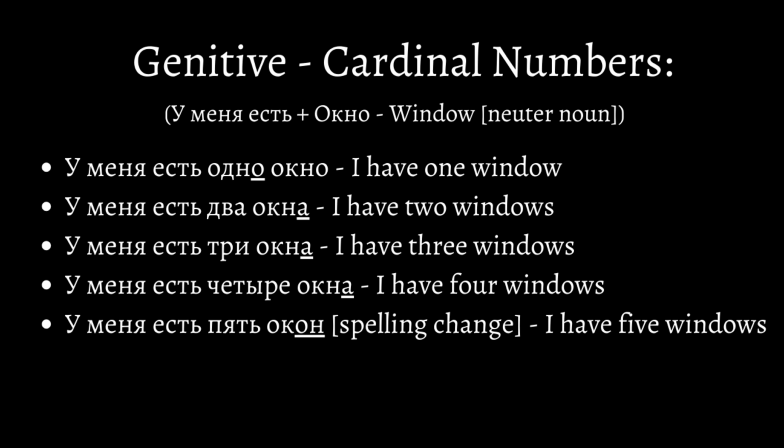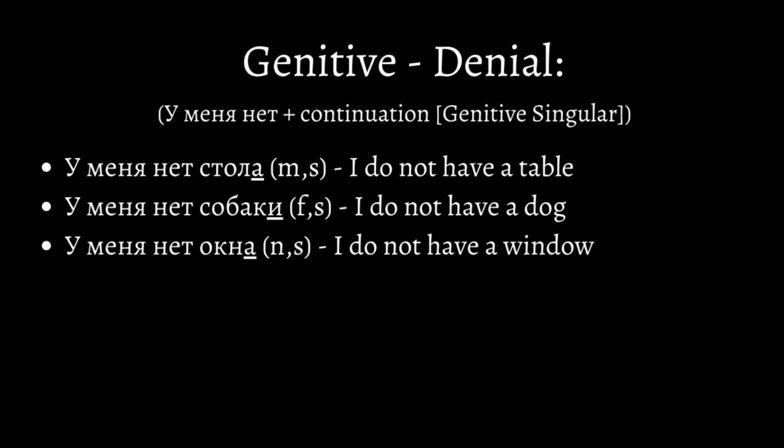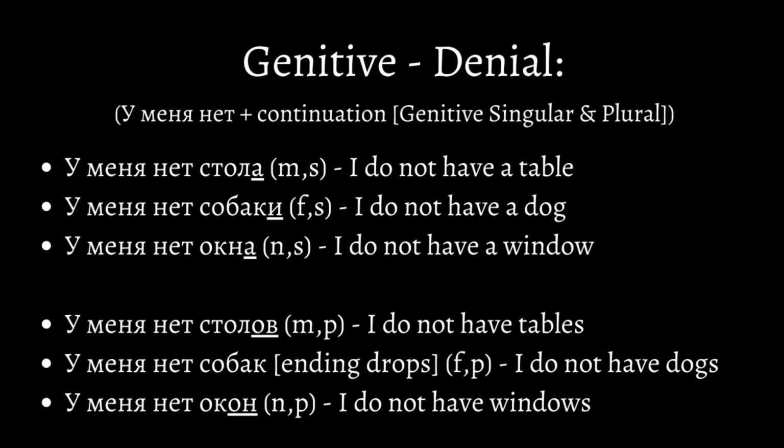Now, we can take all of these phrases and apply them to the concept of denial. У меня нет стола. У меня нет собаки. And у меня нет окна. The nouns are put in the singular genitive under the correct genders, and in the plural, they'll look like this. У меня нет столов. У меня нет собак. And у меня нет окон. The nouns are put in the plural genitive under the correct genders. This is how cardinal numbers work in the genitive.